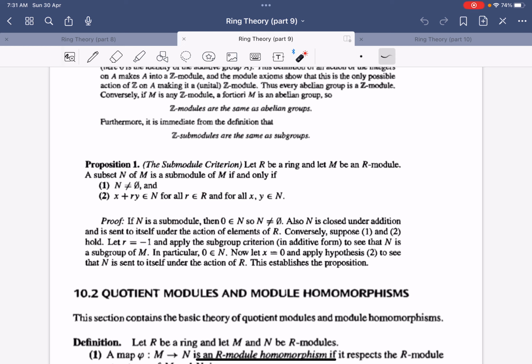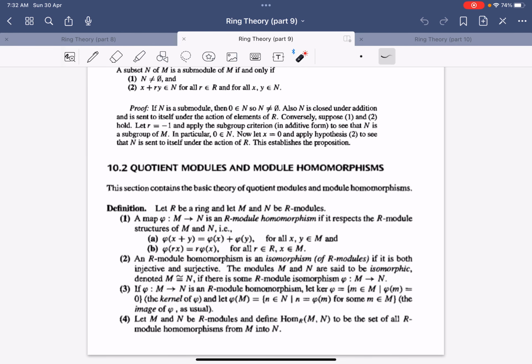So if N is a submodule, then of course 0 is inside N, so N is non-empty. It's also closed under addition and the action, so you're done. Now conversely, suppose that 1 and 2 hold, and we just let R equal -1 and apply the subgroup criterion to see that N is a subgroup of M. In particular, 0 will be inside N, and so we let X equal 0, and then we apply hypothesis 2 to see that N sends to itself under the action of R, and this establishes that it is a submodule.